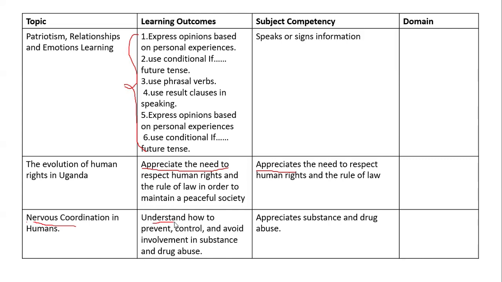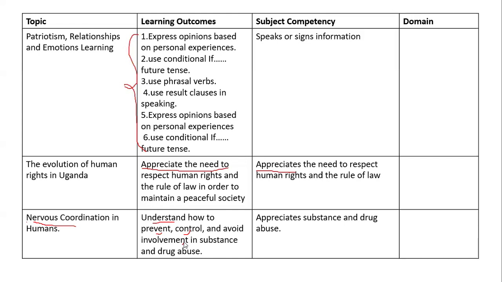The child must be able to understand how to prevent, control, and avoid substance and drug abuse. What can you do? You want this child to know about these things. As a teacher, you may not have experience. You have seen very many articles being written about this. Pick that article, let the child read the article. Pick that video, go to YouTube, check out that particular video and put it on the table such that these children can watch and see what happens.